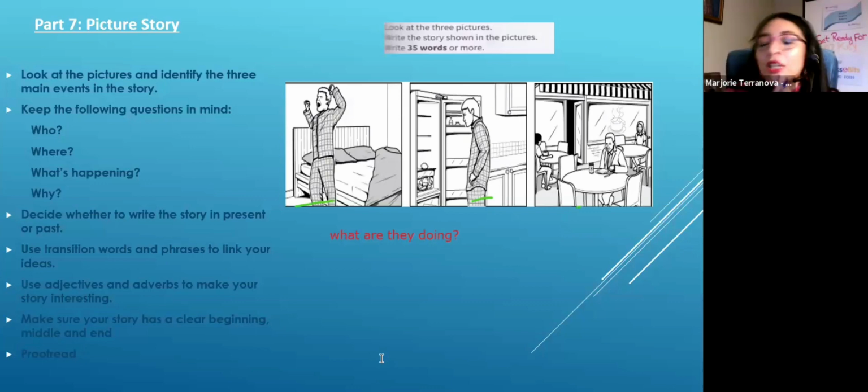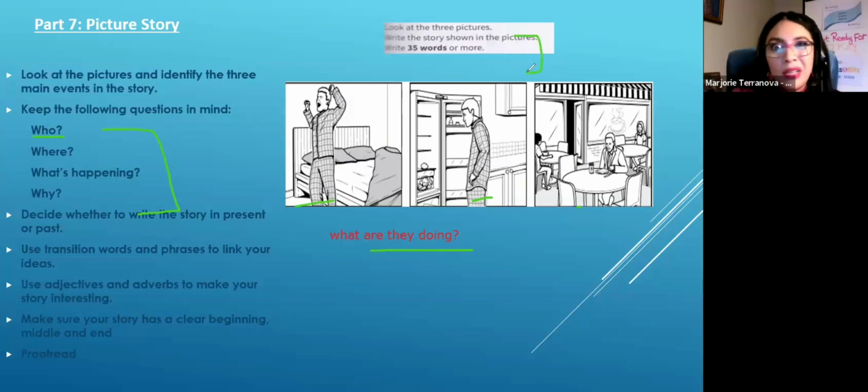And in picture number 3, what is he doing? He's sitting at a cafe. It seems like he's eating something, okay? So I have already recognized my main ideas. At the same time, I am practicing the use of present continuous, right? Because I want to focus on the main idea at the moment. And then I can tell them, okay, at the moment that you start creating the story, who is this story about?